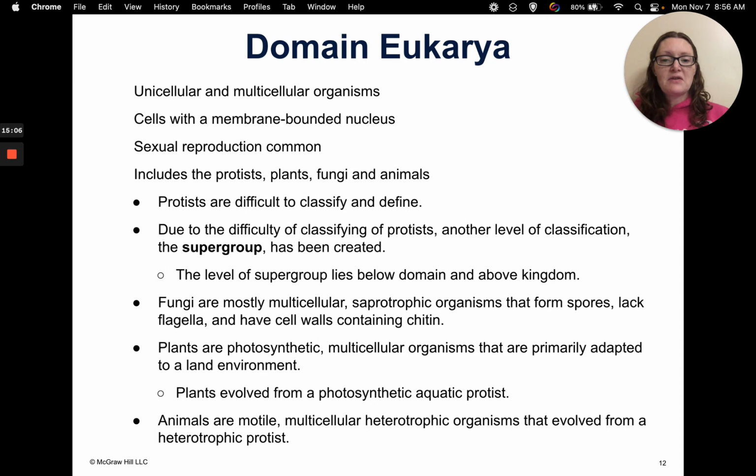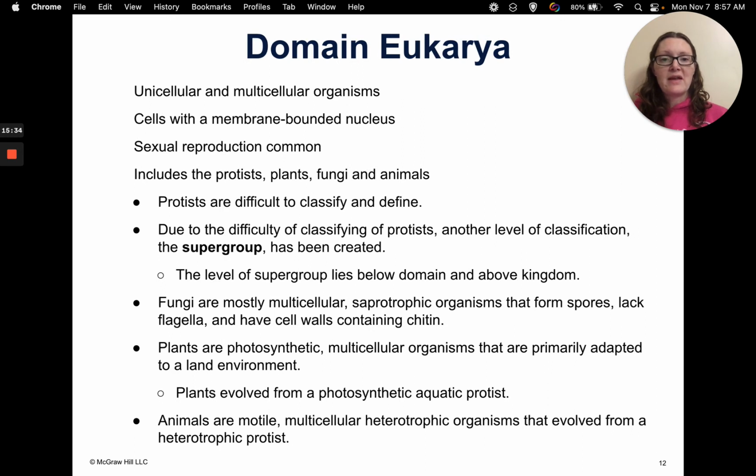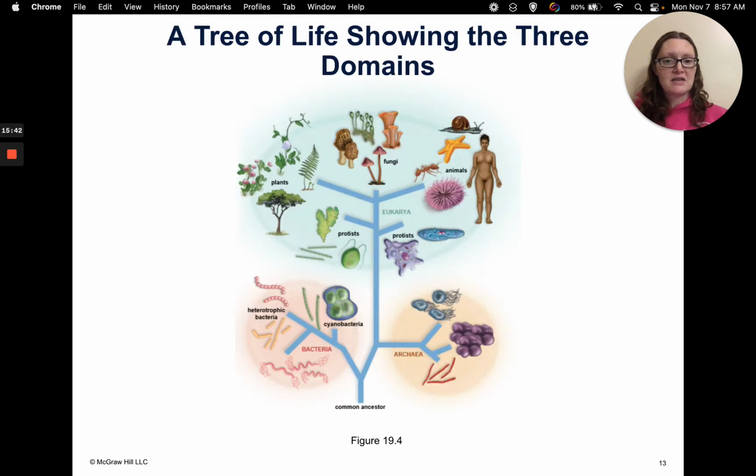And due to difficulty in classifying the protists and other levels of classification, the supergroup has been created. So fungi are mostly multicellular, plants are photosynthetic, animals are motile. And so we've got these different groups: protists, plants, fungi, and animals. These are the kingdoms that fall under the eukaryotic domain. So again, we've got domain Bacteria, domain Archaeobacteria, and then domain Eukarya. And under the domain Eukarya, we've got protists, fungi, plants, and animals as the kingdoms.